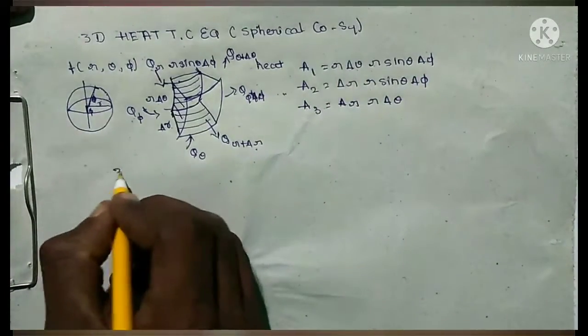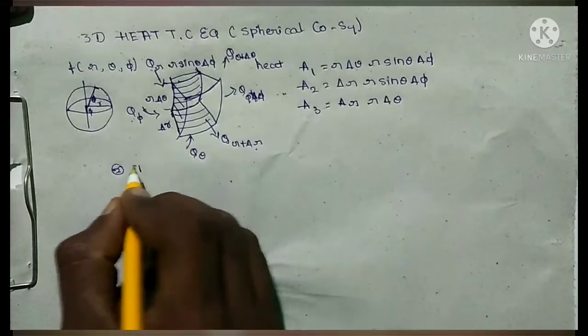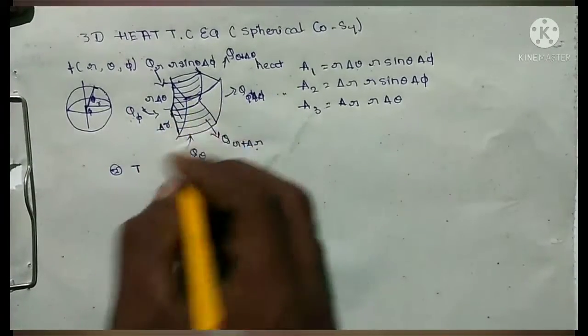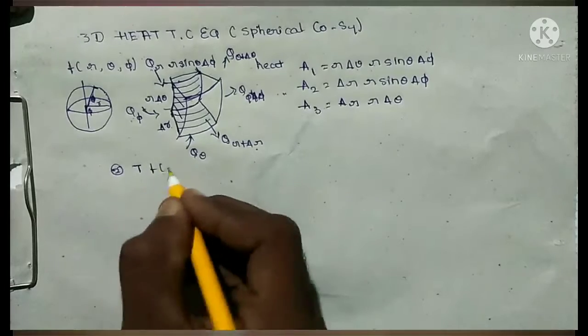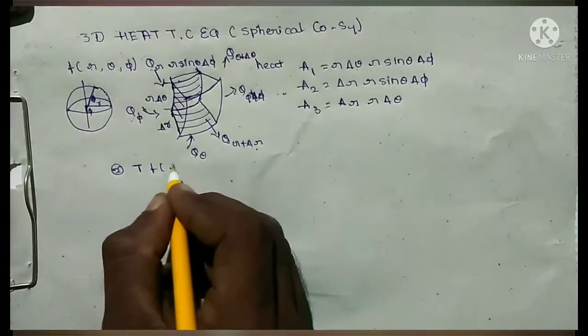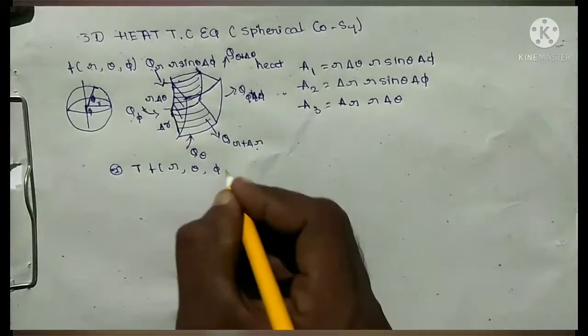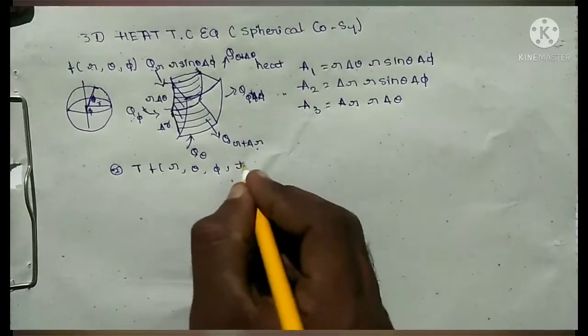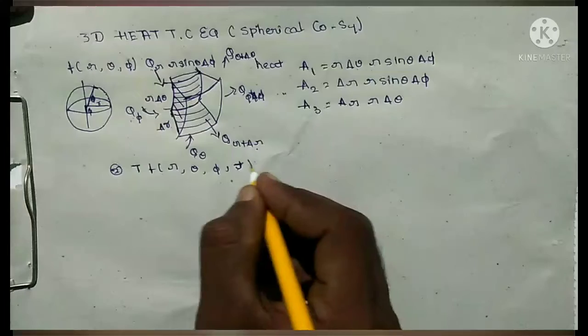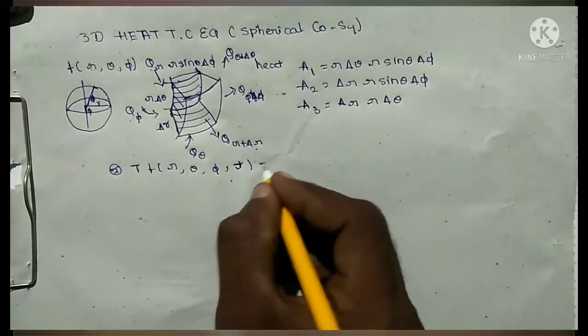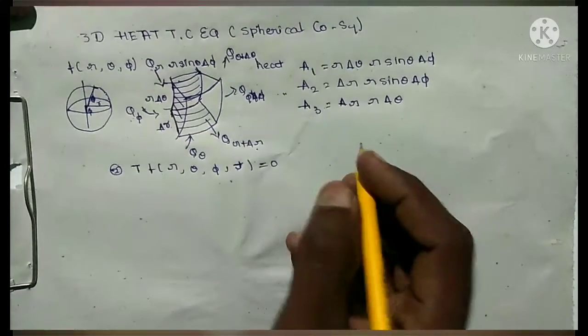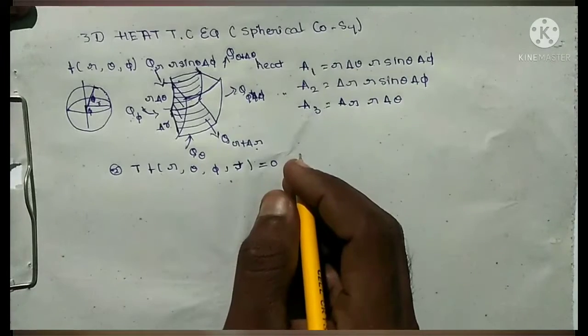Next thing is the temperature. Here the temperature of the system is a function of the spherical coordinate system, that is r, theta, phi. It is also a function of time. For steady flow, that derivative is equal to 0. So these are what we are going to consider.